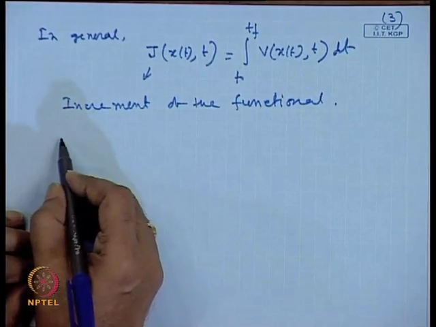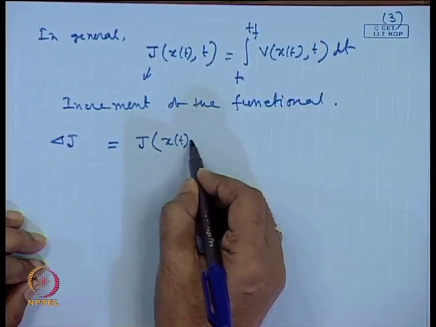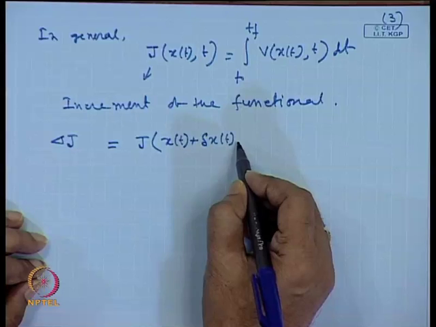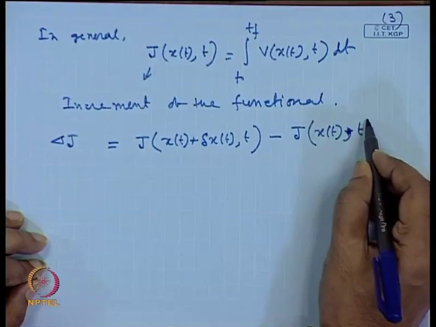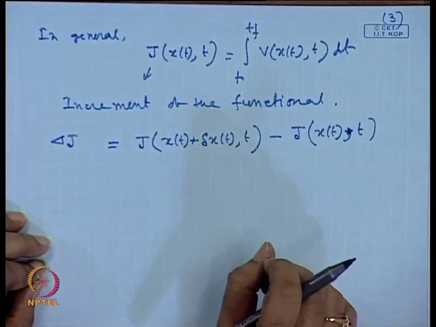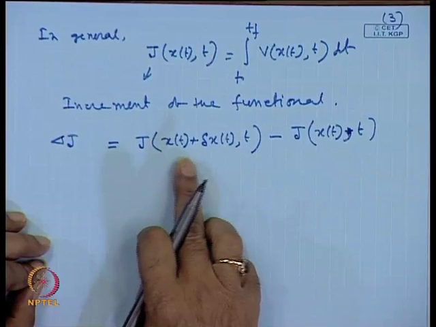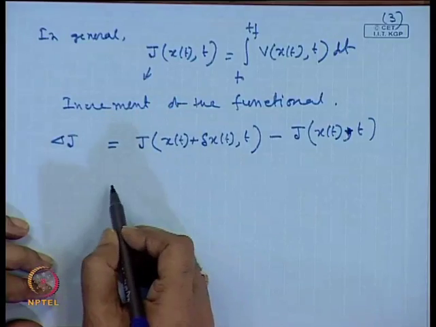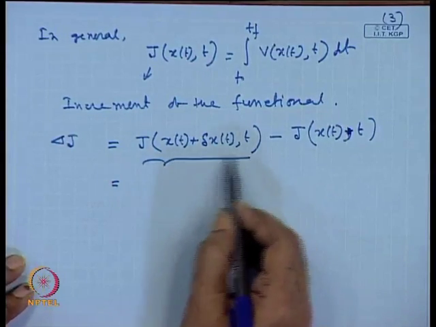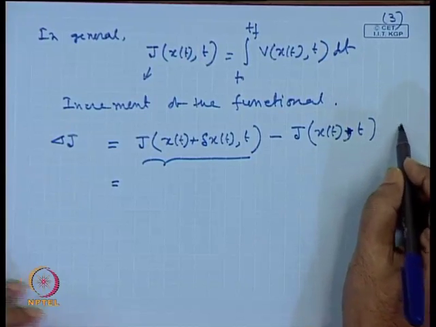By definition, the increment of the functional, that is called ΔJ, is equal to J(x(t) + δx(t)) minus the functional value J(x(t)), when x is perturbed by δx. The difference of these two functional values is called the increment of the functional. Let us see, if you do the Taylor series expansion of this one, because δx is very close to x(t), okay? You can think of equation 1 this way.